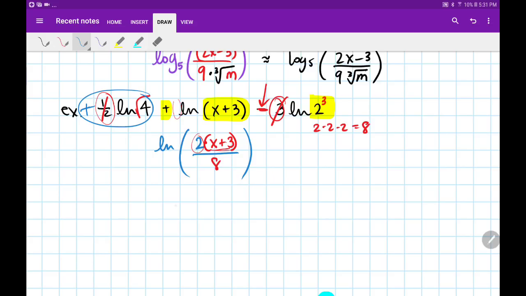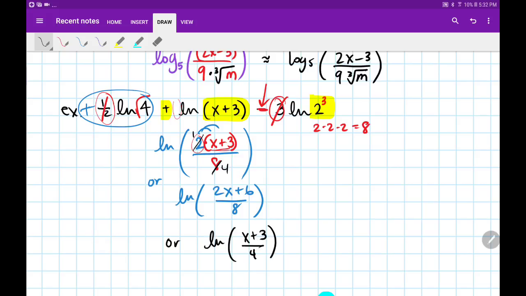I can also simplify it. I'll take 2 and I could distribute it in and get 2x plus 6 over 8. That would be the same answer. Or I could do one more thing, and I could, let's say, simplify 2 over 8 would become 1 and 4. So this would also be the correct answer. X plus 3 all over 4 because the 2 disappeared. So these are all equivalent. I kind of like this one and this one the best.